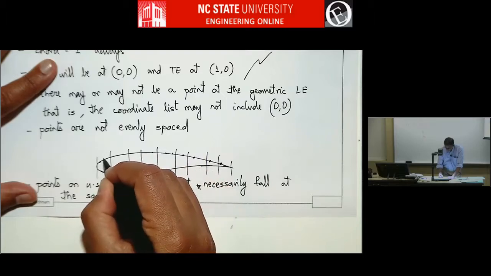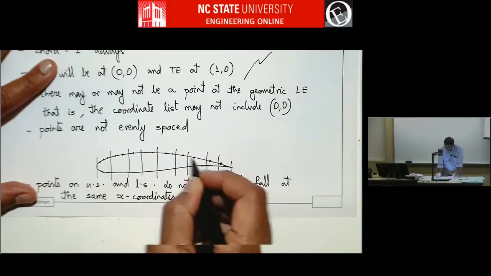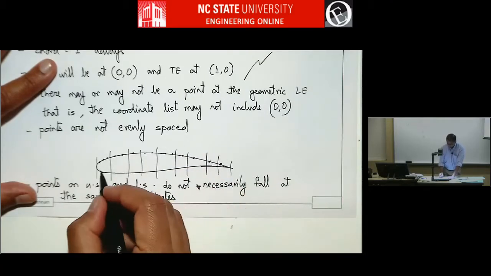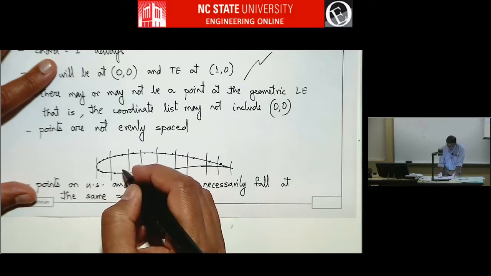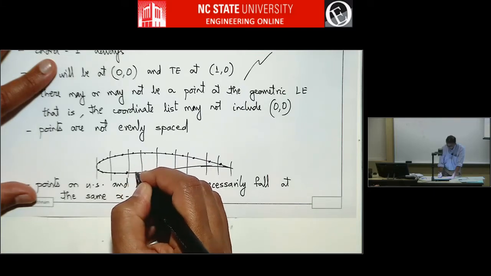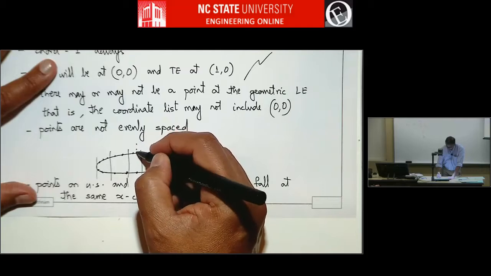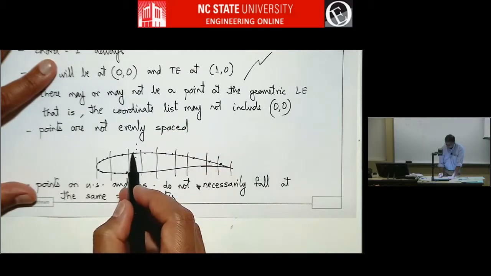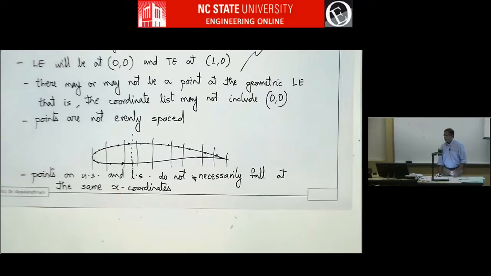So usually there will be a tight spacing near the leading edge and tight spacing at the trailing edge and sparse spacing in the middle, right? But the points on the upper and lower surface may be at different x locations. So if a lower surface point is here, it may not coincide with the upper surface x location. And really all of these are not problems at all, but it's maybe helpful for me to tell you this beforehand so that you write your program accordingly. Don't assume that x locations will be the same on the upper and lower surface and so on.